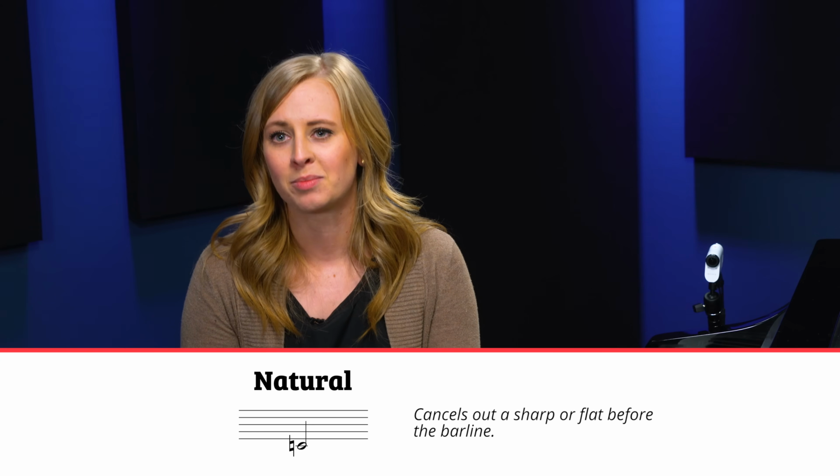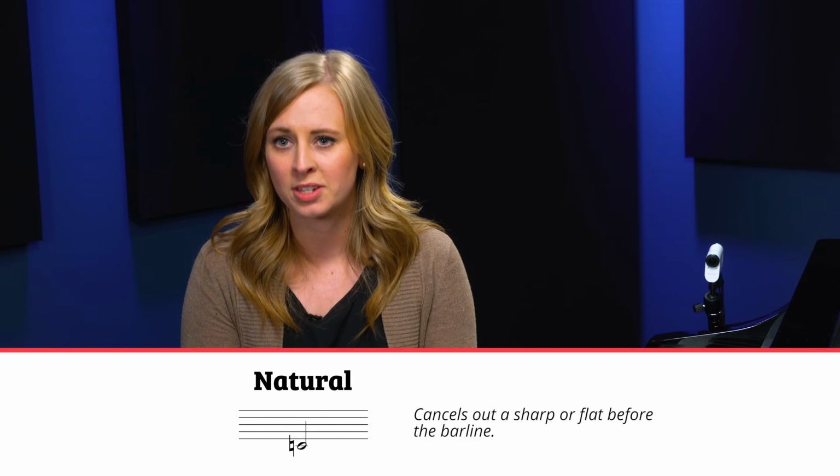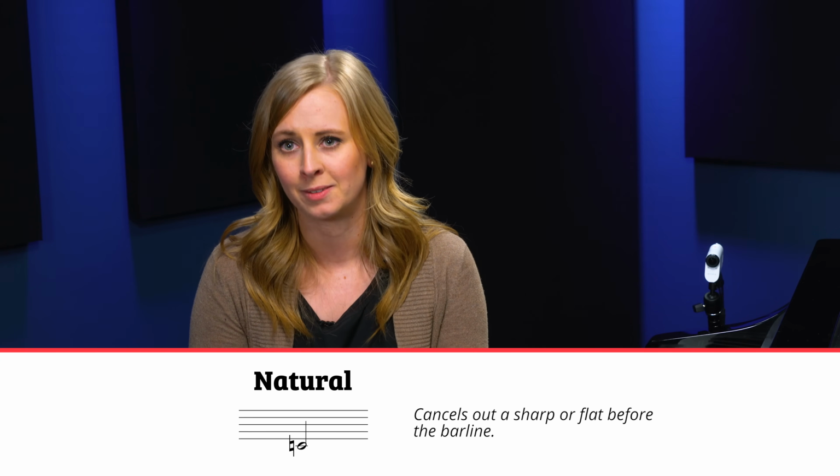will apply to all the other Fs in the measure until it gets cancelled out by a bar line. We have to add another sharp in each measure if we want to keep it in there. Now, if we want to cancel the sharp out before the bar line hits, then we have to add something called a natural, which cancels out and just goes back to a regular white key.